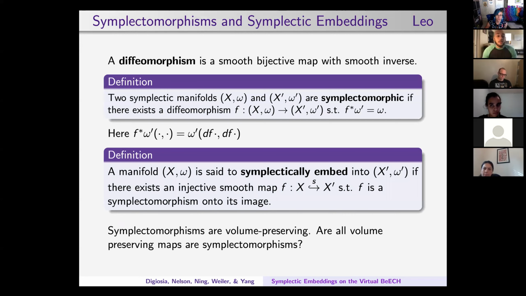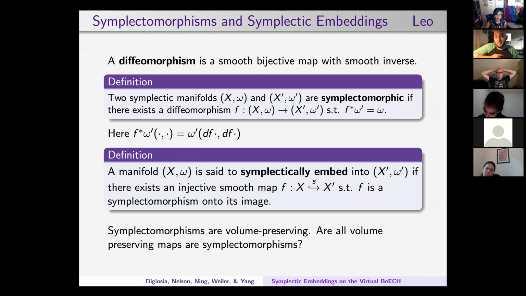So, whenever we talk about a new mathematical object, you'd like to describe when you have an equivalence of the 2. So in group theory, you might have an isomorphism of groups as a way to make sense of equivalence of groups. We have the same thing for manifolds and symplectic manifolds. So to do so, we'll first describe what a diffeomorphism is. It's kind of like an amped up homeomorphism. It's a smooth bijective map with a smooth inverse between manifolds. And we can amp that definition up again for symplectic manifolds.